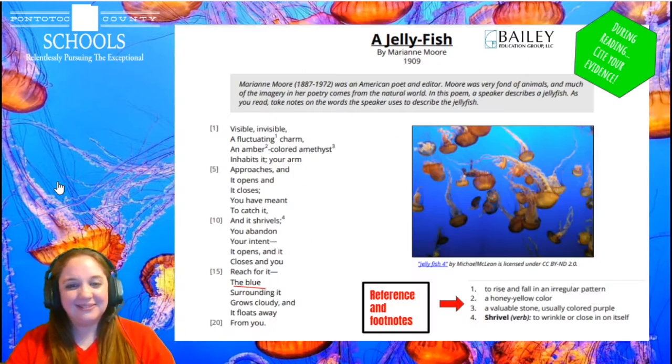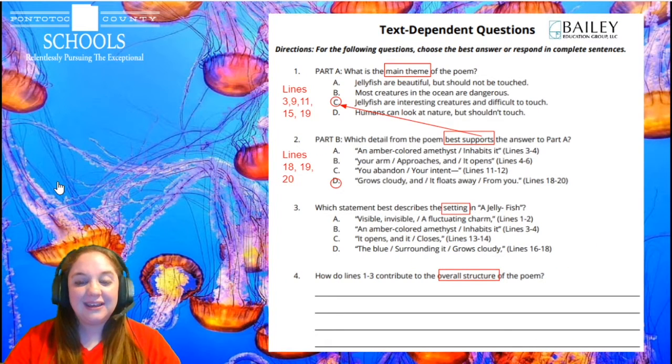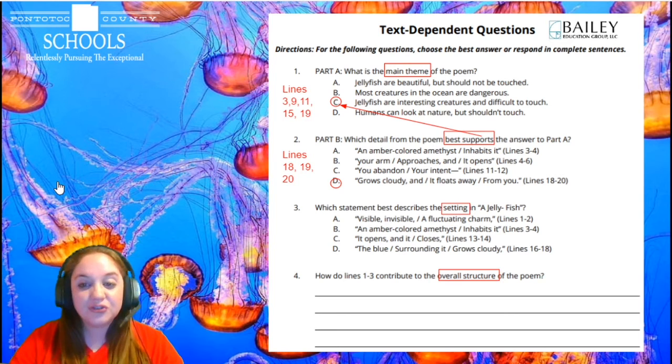Let's look together. Line 16 says, the blue. Line 17, surrounding it. Line 18, grows cloudy and. This tells us what the setting is in this poem, where it takes place. Look at number 4. How do lines 1, 2, and 3 contribute to the overall structure of the poem? Remember, if our question specifically tells us to look in a certain part of a poem or story, we must use the evidence found there.